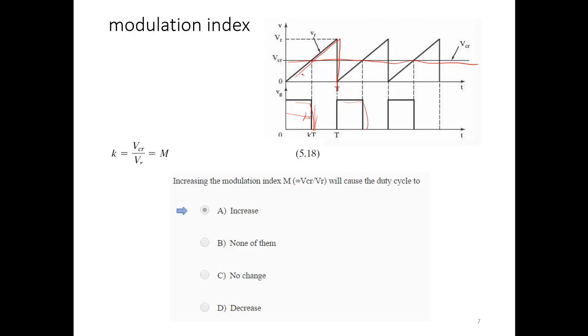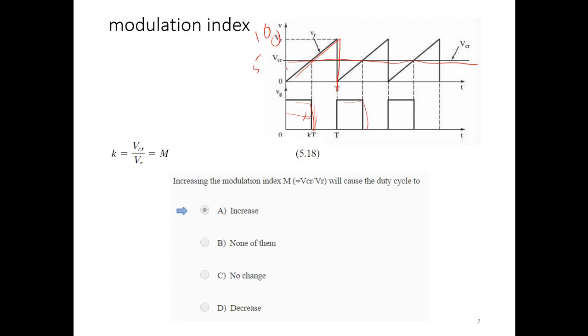What it means is that if the maximum of the triangular wave is 10, and the DC voltage is 5, you can say the duty cycle is 50%. On the other hand, if you make the control voltage equal to 10, that will be 100%, K will be almost 1.